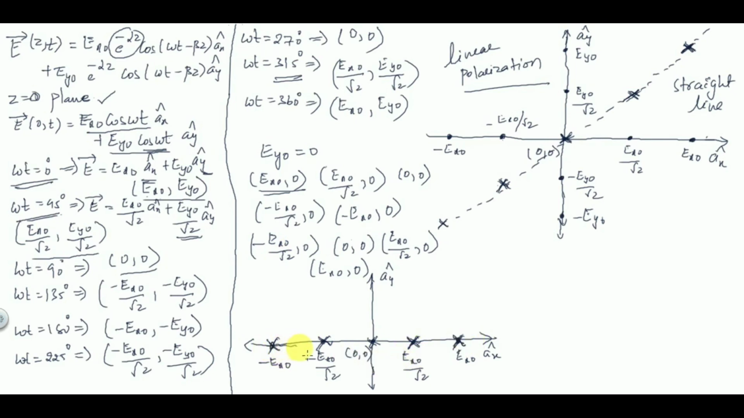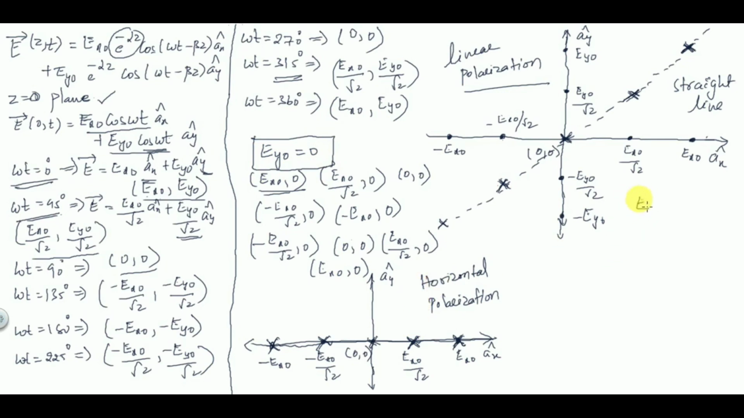So if you join all those, it will be a horizontal line. Okay, so this is also a straight line, but it is oriented horizontally, so that is why this polarization is called horizontal polarization. This is a special case of linear polarization, the first type of linear polarization. Linear polarization will be a straight line, and if it is oriented horizontally, then it is called horizontal polarization. This is obtained by substituting Ey0, that is the y component, equal to 0.